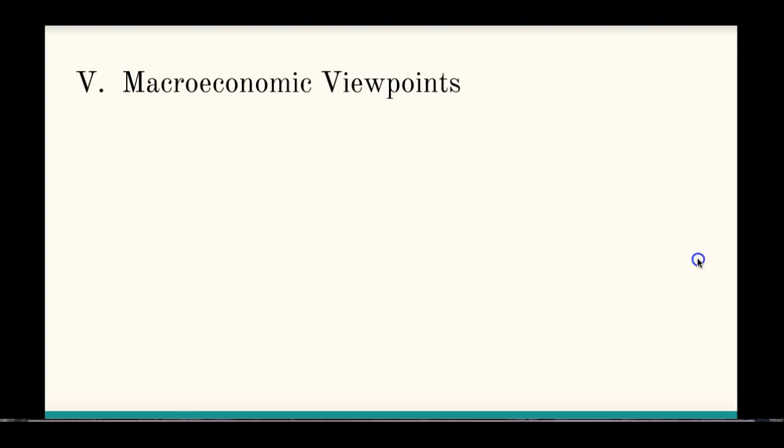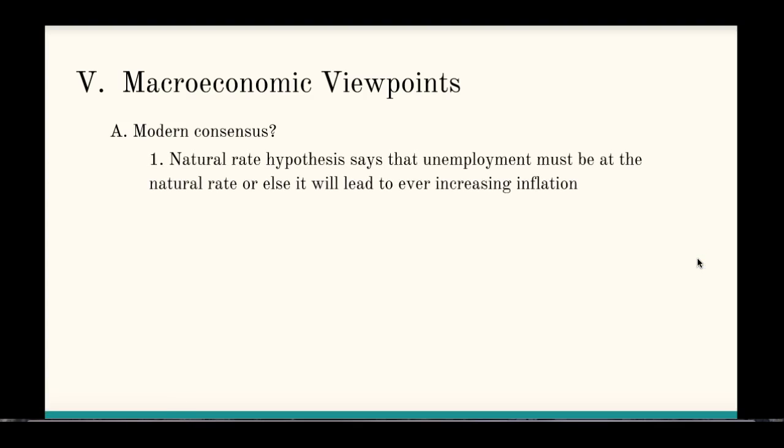So what about modern consensus about macroeconomics? Well, generally, one of the big things is, and I have a question mark next to it because there's some things that they still argue about, the natural rate hypothesis is generally accepted. This is the idea that the unemployment rate must be at the natural rate or else it will lead to ever-increasing inflation.